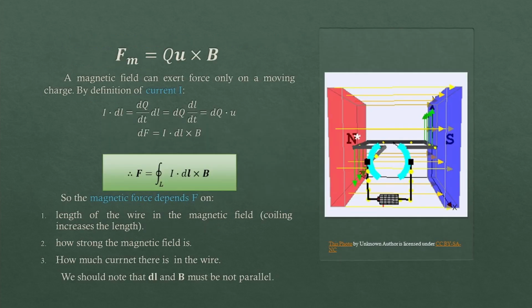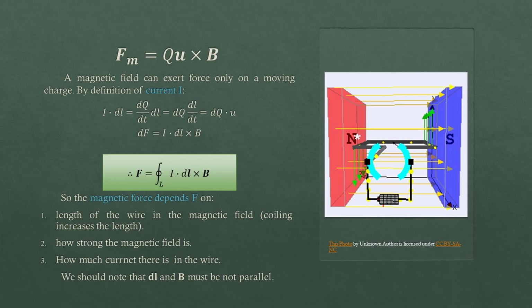As you can see here from this equation, the magnetic force is equal to charge multiplied its velocity cross product the magnetic field. A magnetic field here can exert force only on a moving charge. By definition of current here, we can conclude this equation.